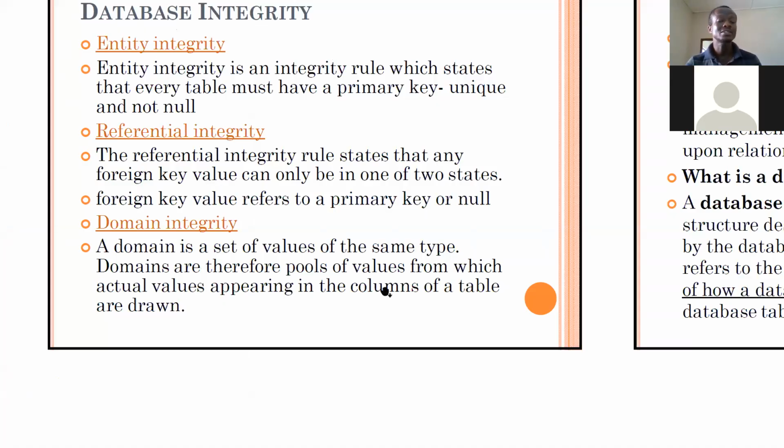But in the database, if you try to withdraw something and it's money, it has to be numbers. So the domains are pools of values from which actual values appearing in the column of the table are drawn. I hope it's a bit clear to you.